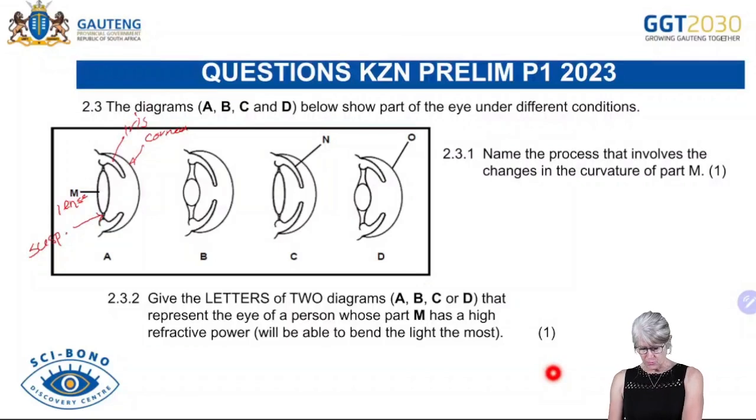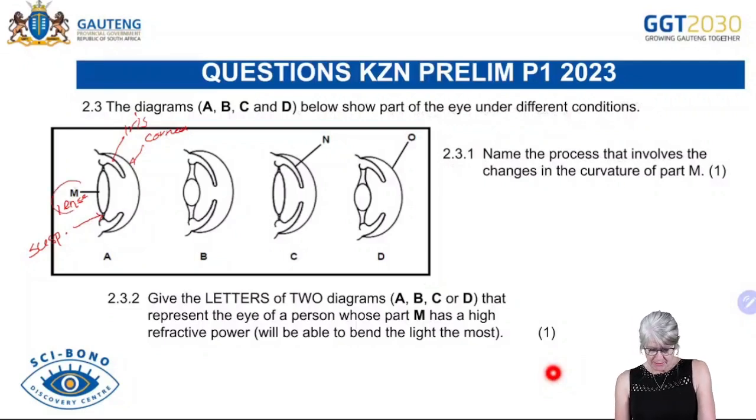Now, if I have a look at all four of the diagrams, A, B, C, and D, I can see that the lens is different in each one of them. The iris has also changed. Sometimes it looks smaller and other times larger. So they're obviously going to ask me about that. All right, let's have a look at the information. They say the diagrams A, B, C, and D below show part of the eye under different conditions. The first question is: name the process that involves the changes in the curvature of part M.